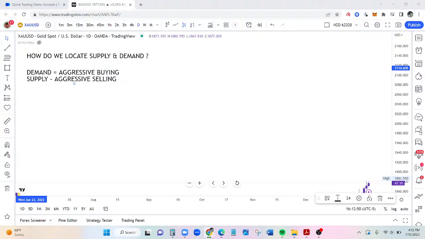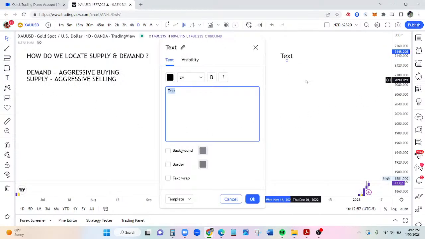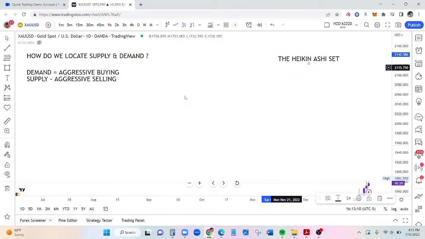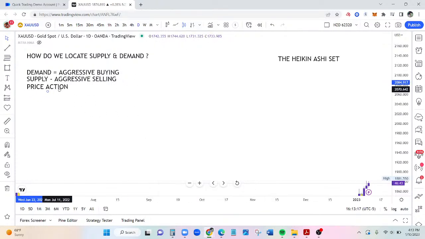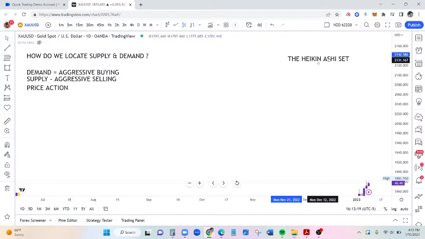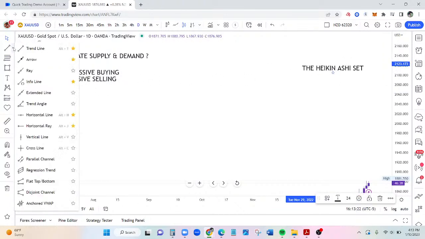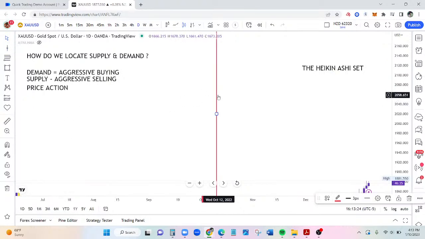I figured let's just go over supply and demand really quickly, and make sure we don't get confused. I don't know if you ever had any training from me or not, but we're gonna get into it. We're gonna use two things: supply and demand, price action, and we're also gonna combine it with the Heikin setup on this side. So we're gonna have two things going on.